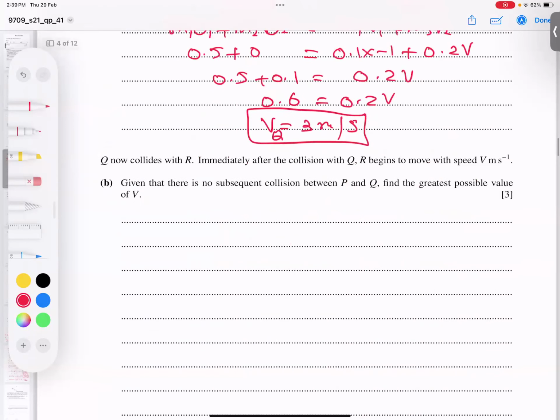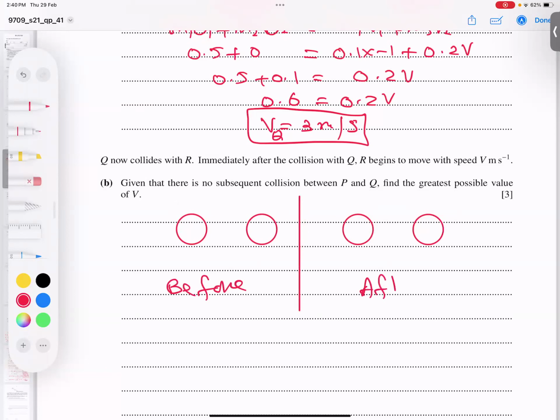So now he says Q collides with R. Immediately after collision, R begins to move with a speed of V. So again, I will make a diagram here. It is a very important diagram. I will make it again, but here especially one part is very critical, so you must understand. This is before collision, and that is after collision.